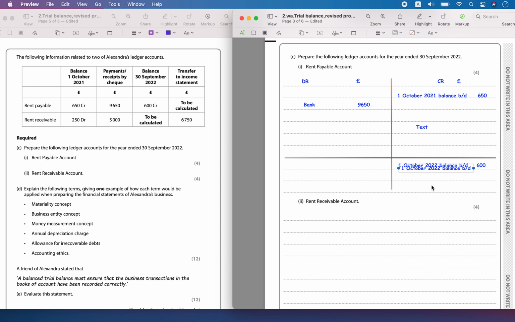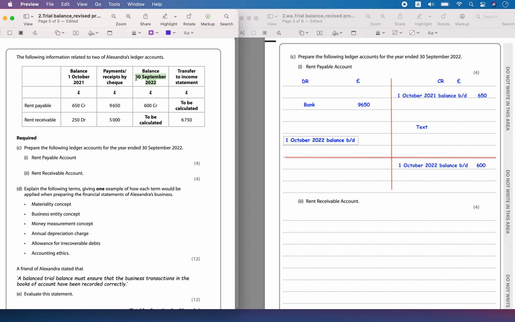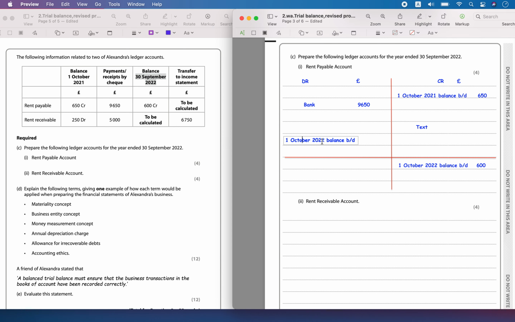Now let's calculate. Let's put the balance carried down on 30th September 2022, so that it is known, you have to include it just like that. So let's include that, and then you will have the income statement. How much should go into the income statement?